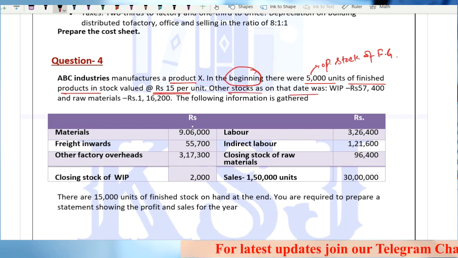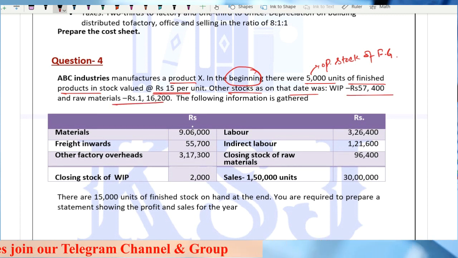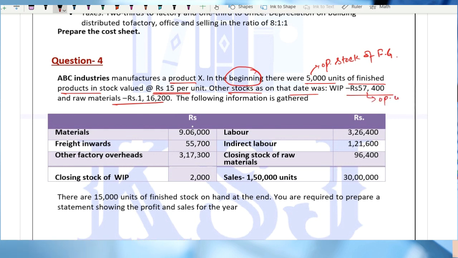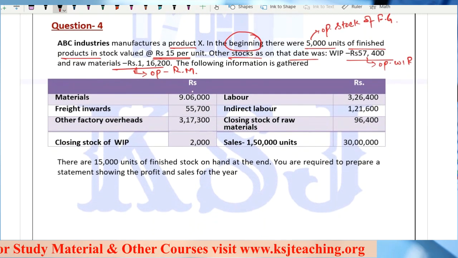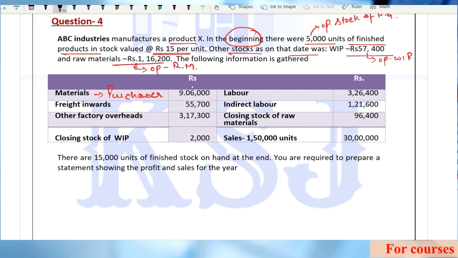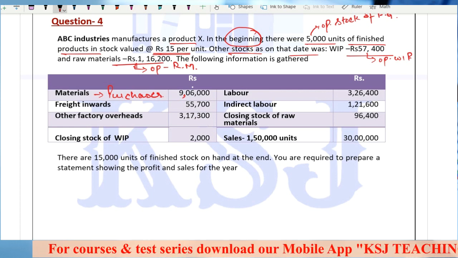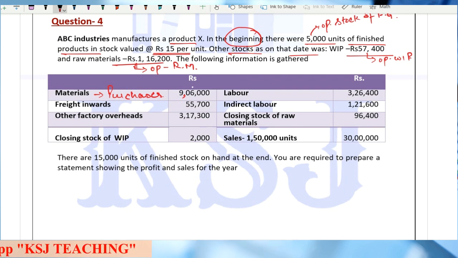Other stocks as on date were WIP rupees 57,400 and raw material 1,16,200. The following information is gathered. So that means this is the opening of WIP, and this is the opening of raw material. Any doubts in this? The further information is given. The materials 9,06,000, so this must be the purchases, because opening stock is given. So this is the purchase of material, 9,06,000. It is not 9 point something, it is 9,06,000. Freight inwards 55,700. Other factory overheads 3,17,300. Closing stock of WIP is 2,000.